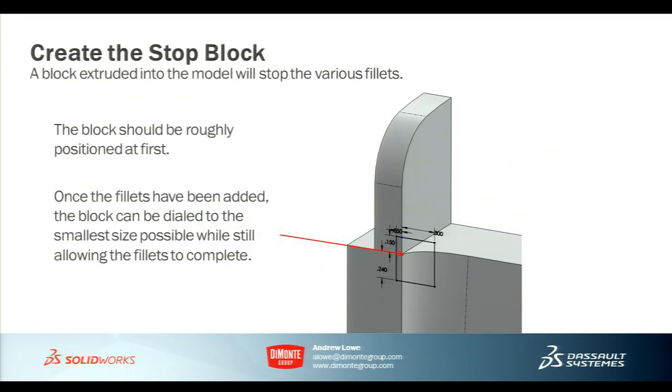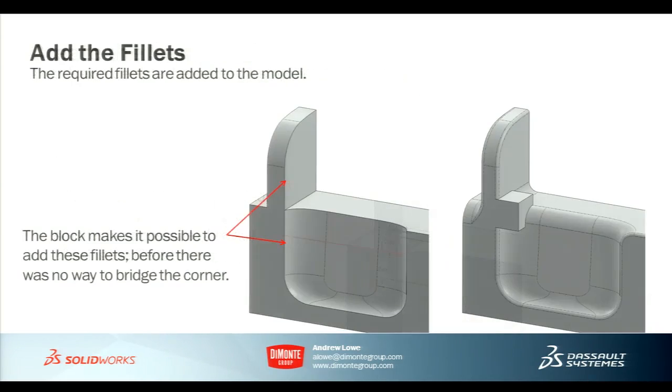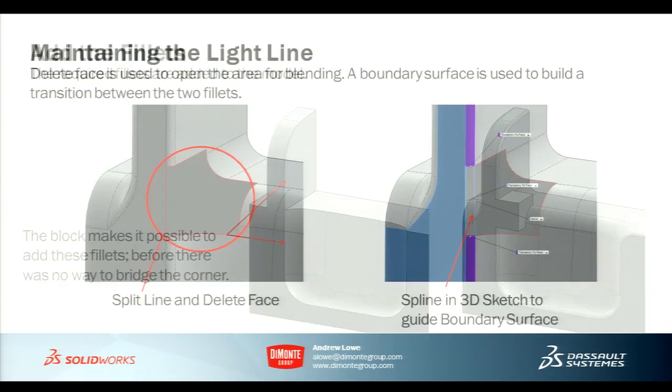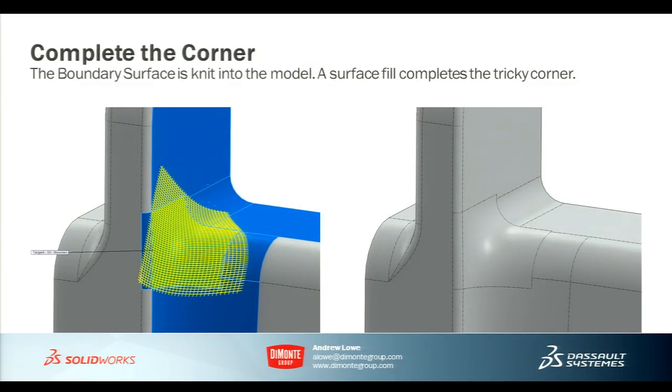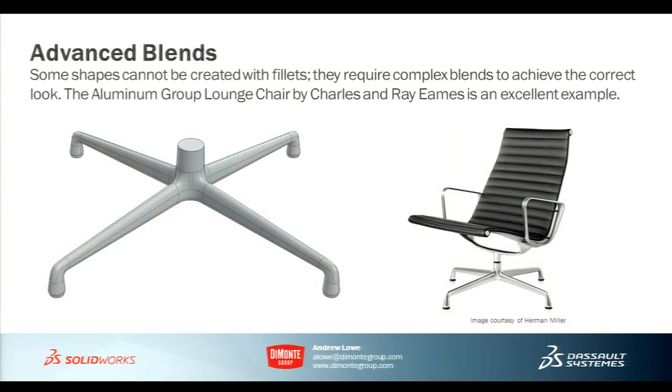So we're creating the block, and we're going to try and make it oversized at first, and then we're going to dial it in to the correct size once the fillets are on the model. So here we need to help out the surface fill a little bit by creating the first portion of our light line with a boundary surface, and then finally finishing the corner with the surface fill.